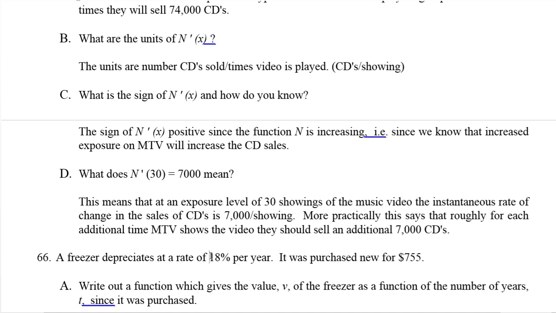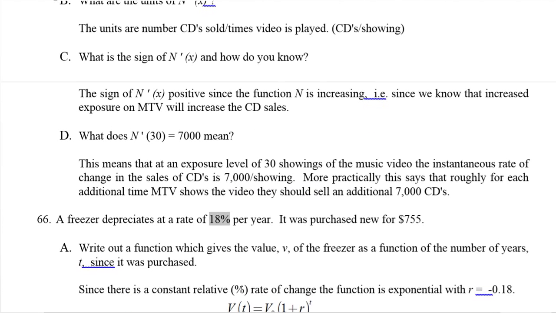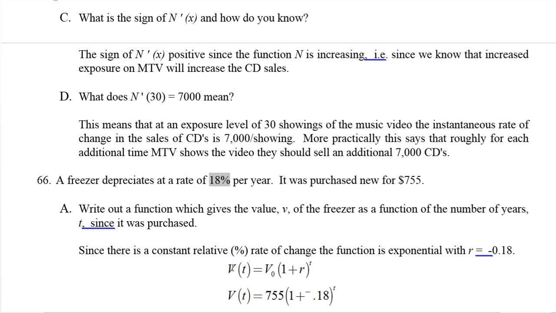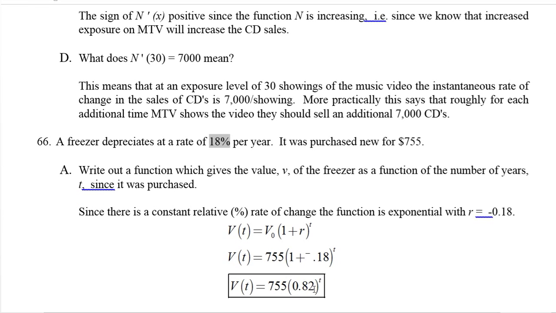Now, since it's going down at 18% every single year, that's exponential decay, or a decreasing exponential function. So the value is the initial value times 1 plus r to the t, where r is your rate of decay. Now, since it's decaying, or depreciating, r is a negative number, so that's negative 0.18. So, of course, 1 minus 0.18 is 0.82. So you're keeping 82% of the value each year and losing 18%.